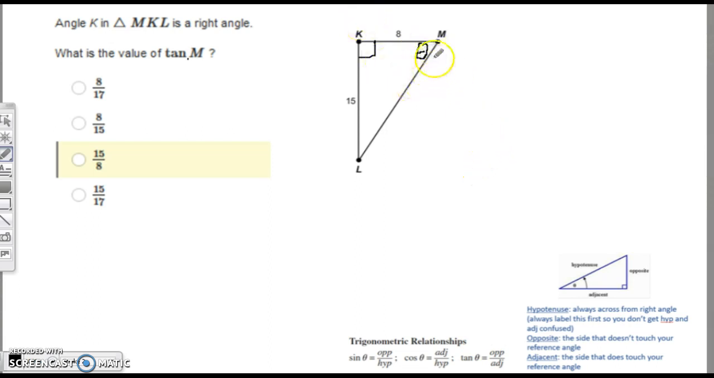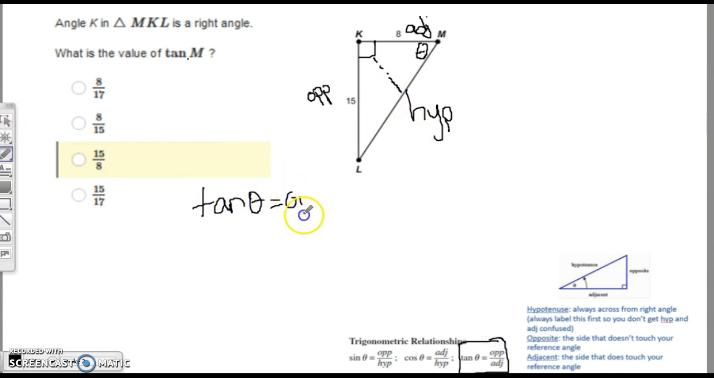All right, once I've labeled my reference angle, then I need to label all my sides. Remember, you always label the hypotenuse first. So go across from the 90-degree angle, that's your hypotenuse. The side that touches your reference angle is your adjacent. And the side that's opposite of it or doesn't touch it is opposite. And then I'm going to check out my formula. My formula says tangent of theta equals opposite over adjacent. So to get the tangent of M, I just take the opposite side of M, which is 15, over the adjacent side, which is 8. So that's our answer, 15 over 8.